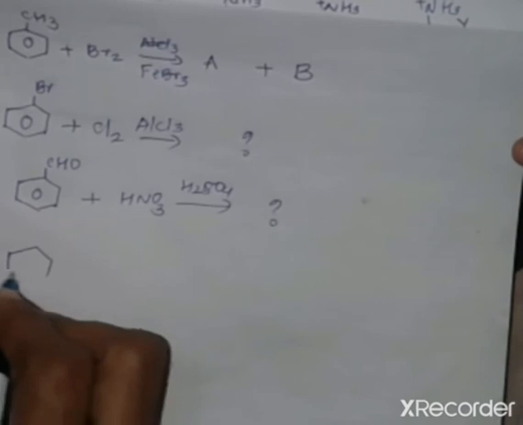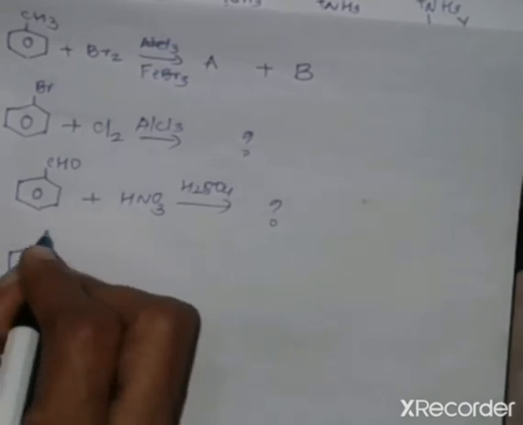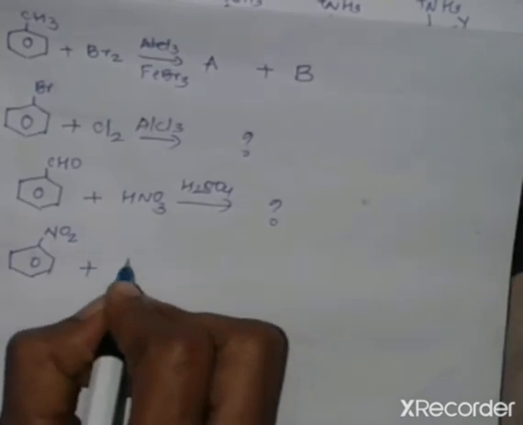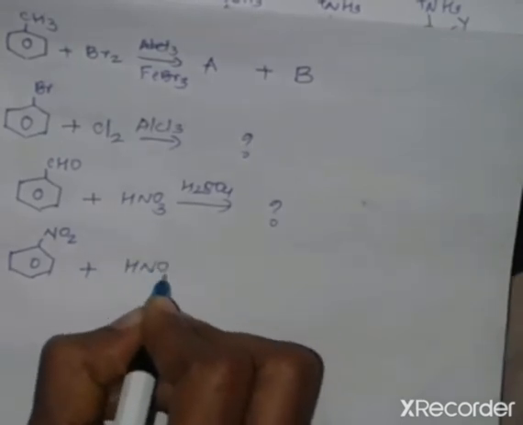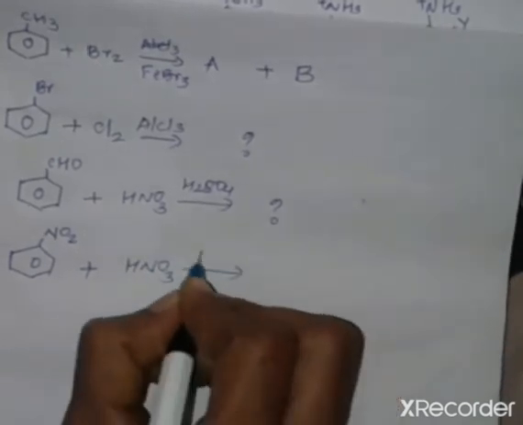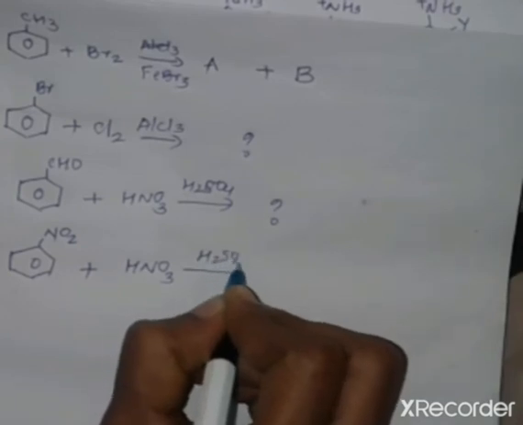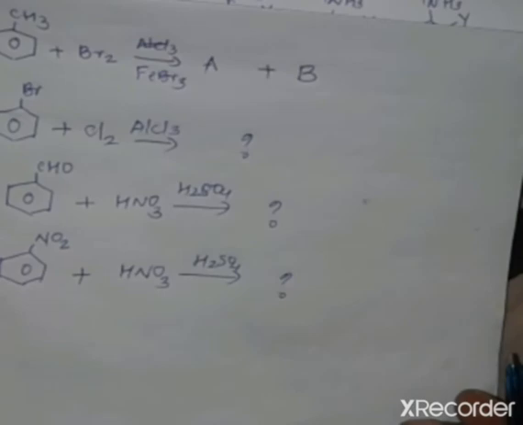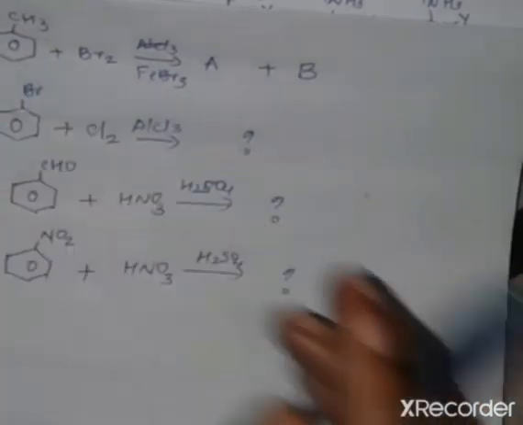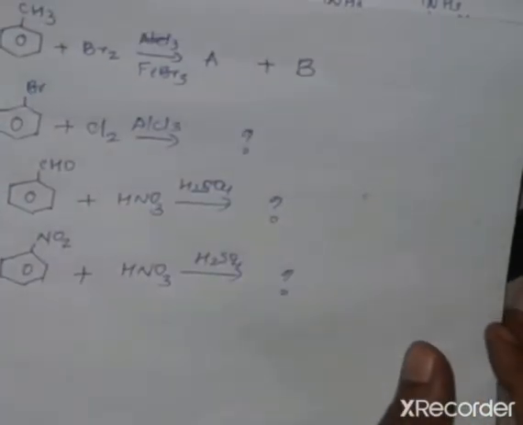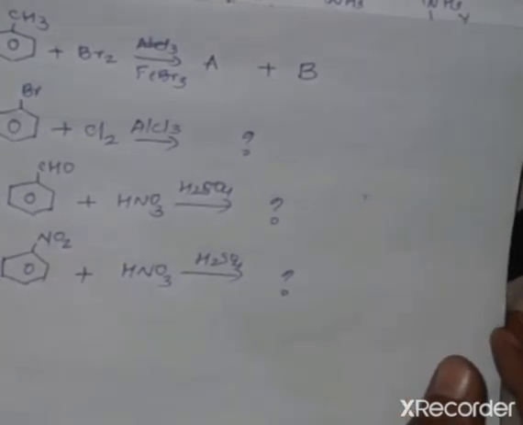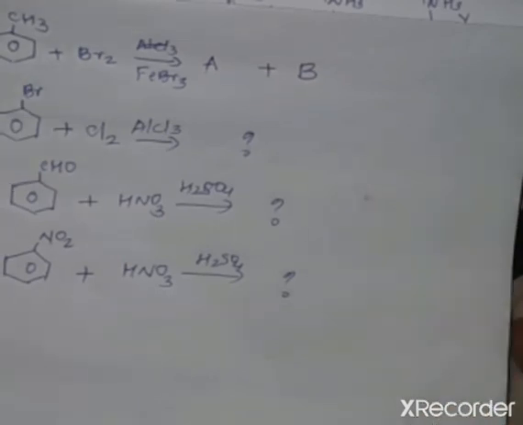And again the nitrobenzene undergoes nitration and gives the product. Then identify whether the existing group is an ortho-para director or a meta director, and find the product. This is a work for you.